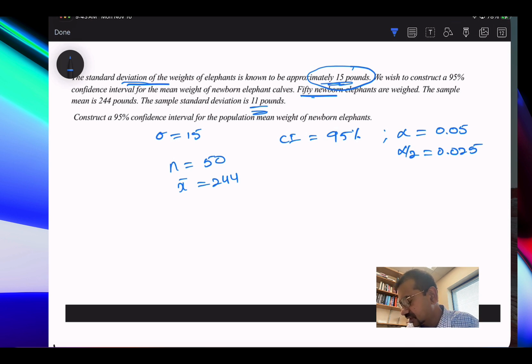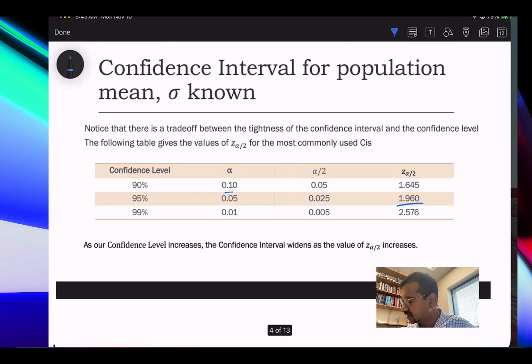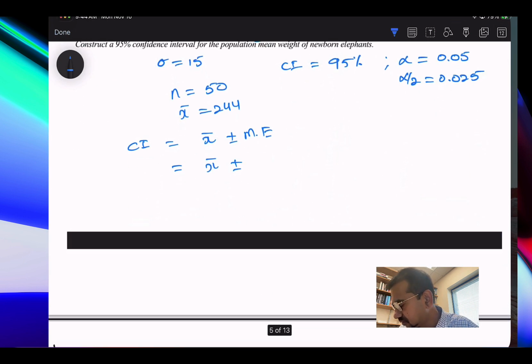And then we'll have to make some adjustments in the way we ascribe probabilities to this. So as we have seen, our confidence interval will be our sample mean plus or minus our margin of error, which is x bar plus or minus. Now we have our 95% confidence interval, so our alpha by 2 is 0.025, and we can look at this table and just read off 1.96 times the standard error, which is sigma divided by root n.